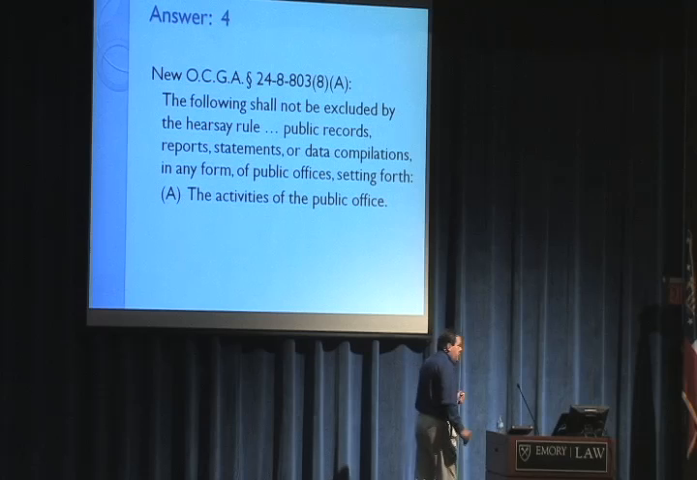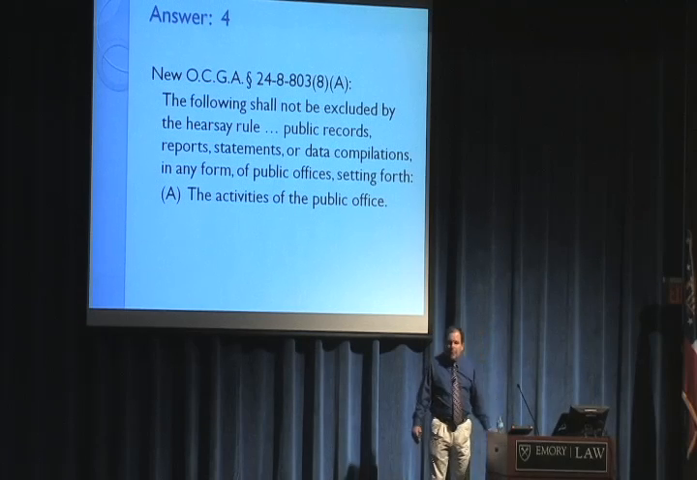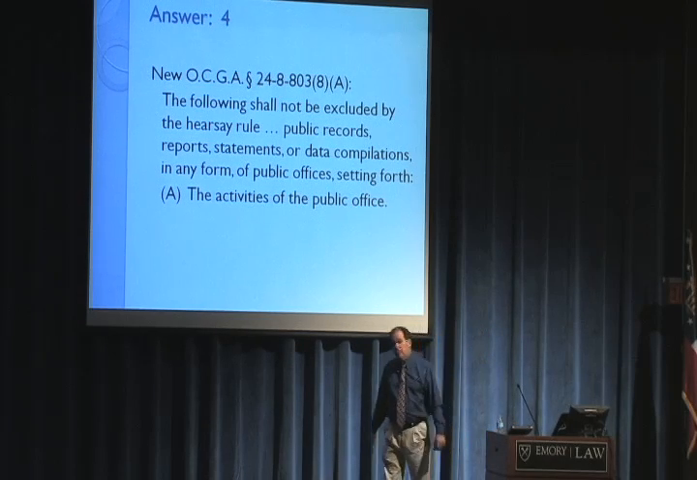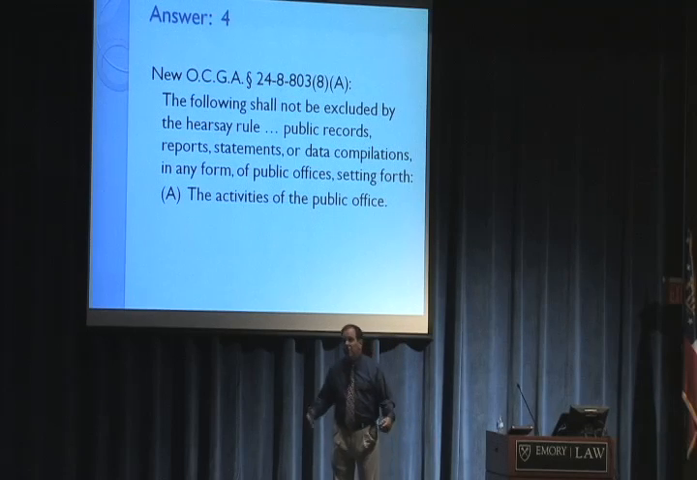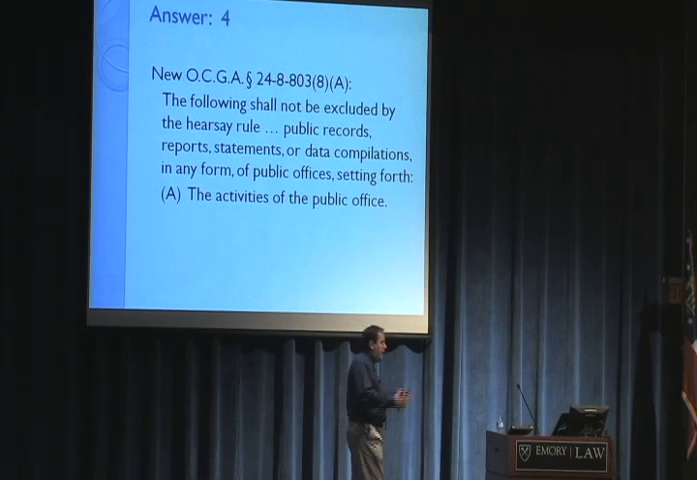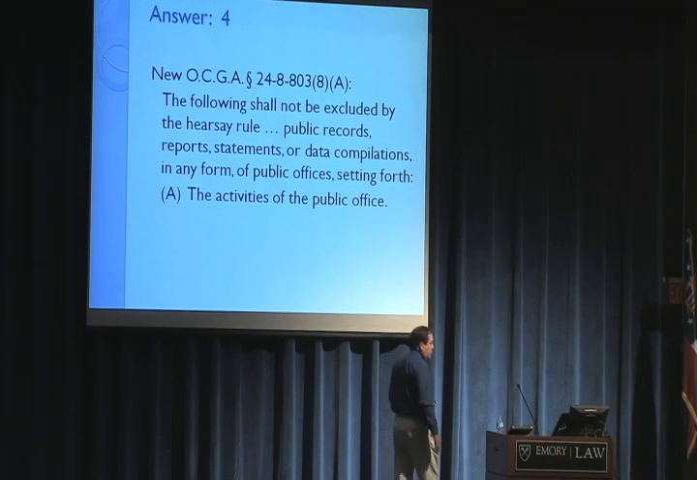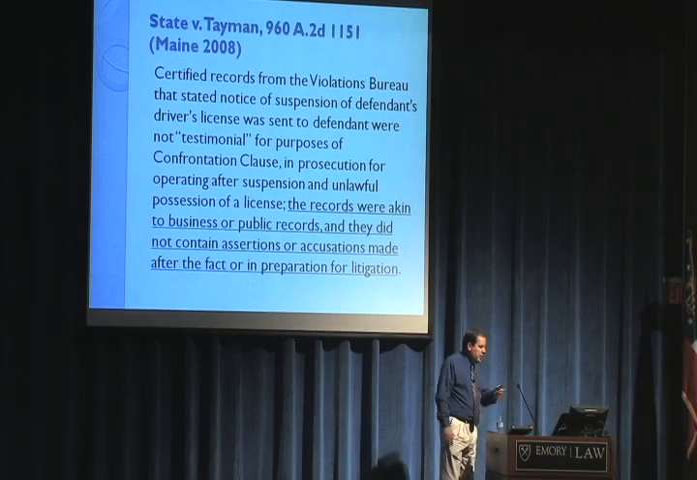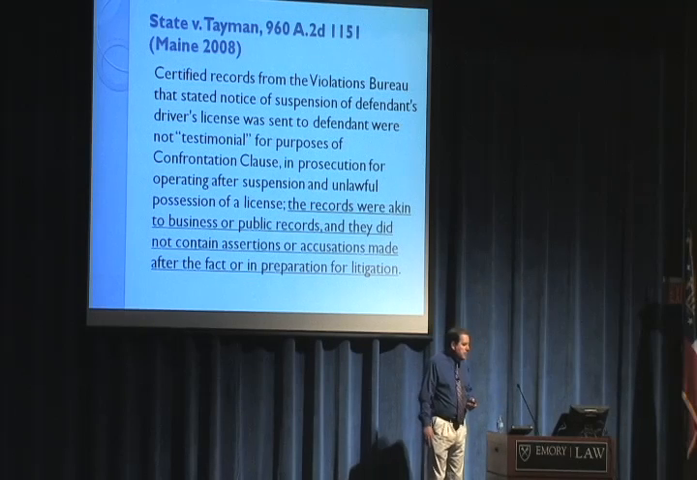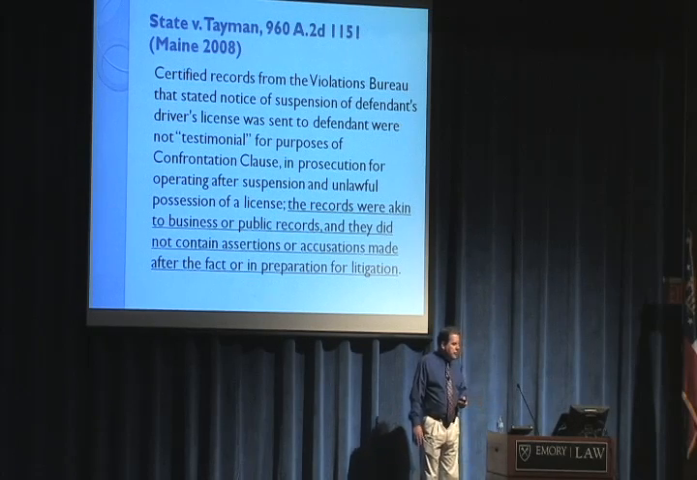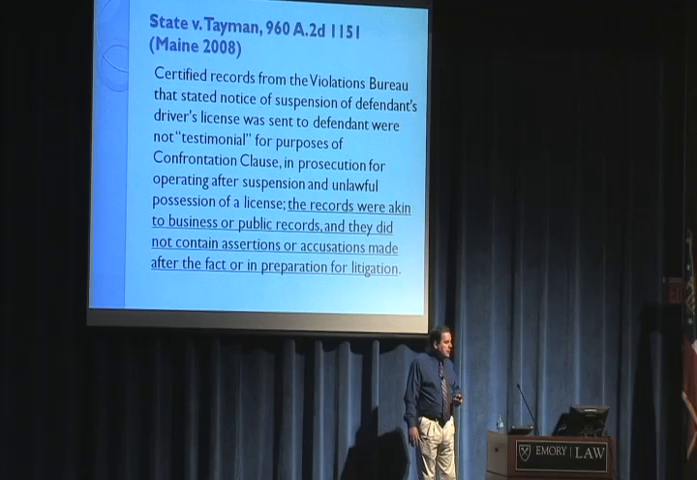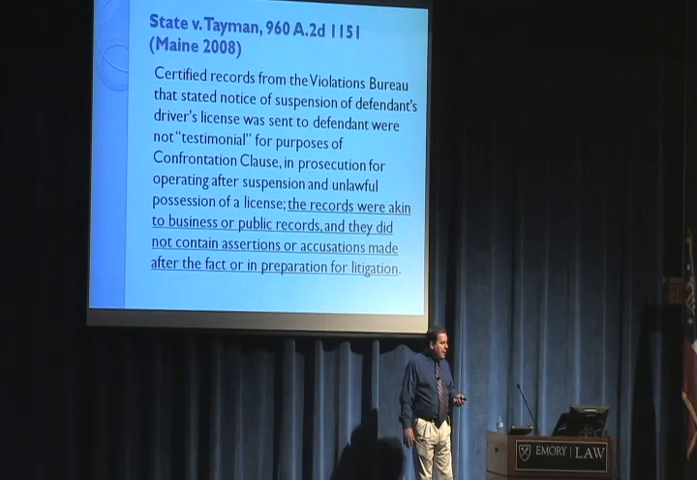And of course, by definition, 803.8 records are going to be non-testimonial when offered by the prosecution in a criminal case. Because by definition, they were not made in anticipation of prosecution or for the purpose of prosecuting or investigating criminal activity. They just were there and then happened to become relevant in a subsequent proceeding. This is a case on point: these are not testimonial because they're akin to business or public records, and did not contain assertions or accusations made after the fact or in preparation for litigation.